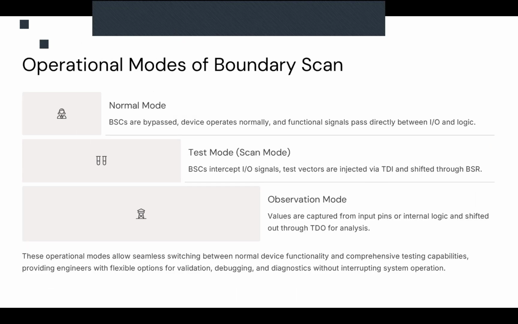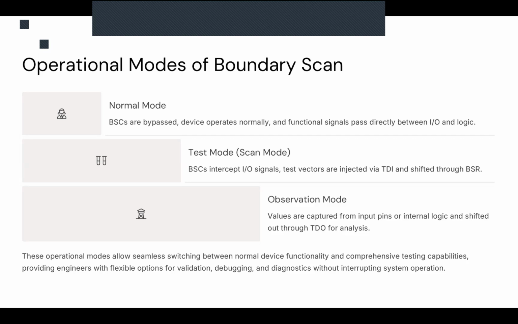Now, we have several operational modes when we talk about the boundary scan, and during those modes, the boundary scan cells behave differently, which is basically controlled by the TAP state machine that we introduced earlier. We have normal mode, where the boundary scan cells are completely bypassed, so the chip works as intended. We don't conduct any test during that mode.